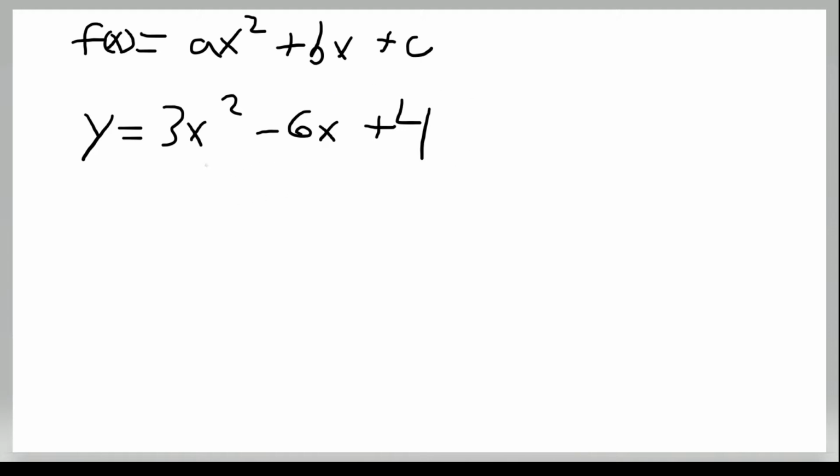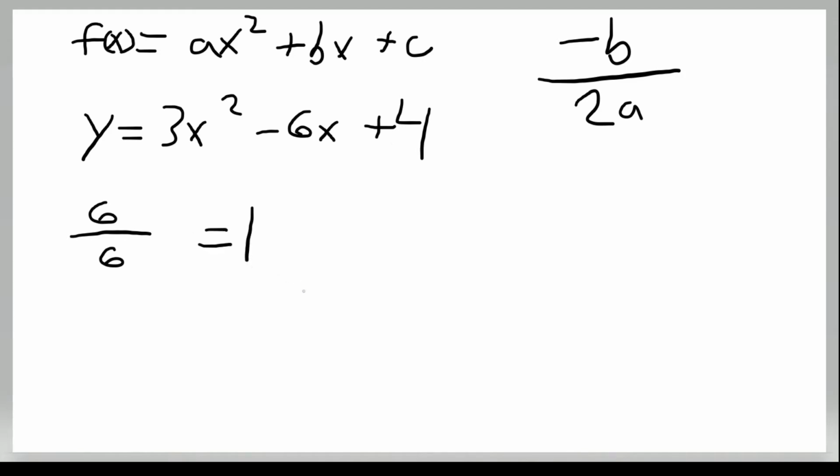Now, this is in the same format as standard form, but now we need to get x because we have two x's and we don't know what they are. And to do this, we need to use the equation negative b over 2a. So we have negative 6 and we have 3. Minus negative 6 will be a positive 6, so it's going to be 6 over 6, because 3 times 2 is 6. That equals a 1. So now we know that x equals 1.